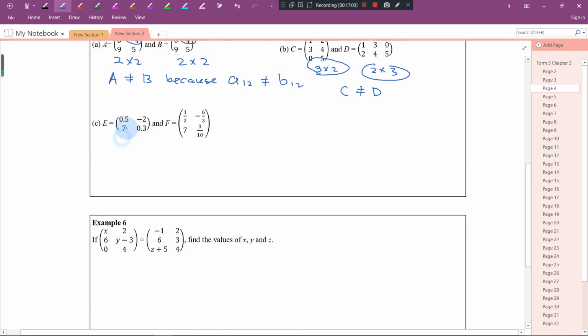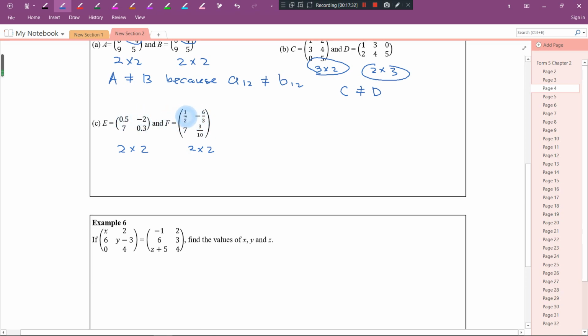Okay, now let's try part C. First, we look at their order. 2 by 2, 2 by 2. How about this? Same thing, 2 by 2. Next, we go to their corresponding element, whether they have the same corresponding element or not. You might be thinking 0.5 and 1 over 2, teacher, not the same, right? -2 and -6 over 3, not the same. But they actually equal to each other.